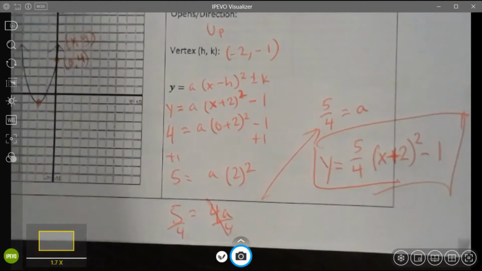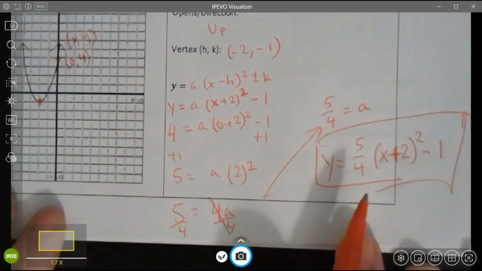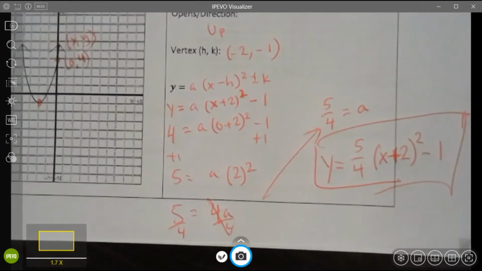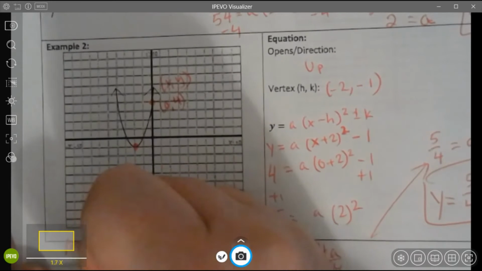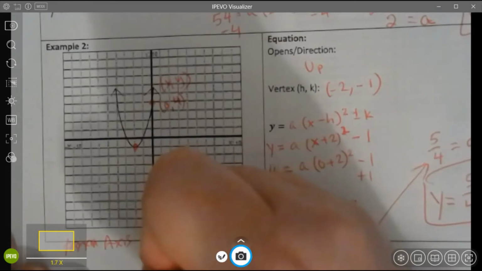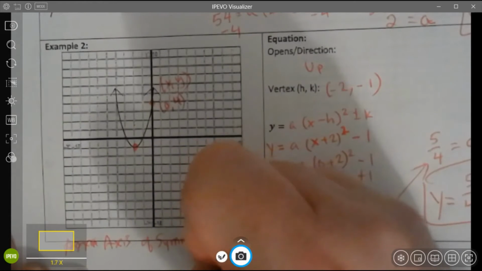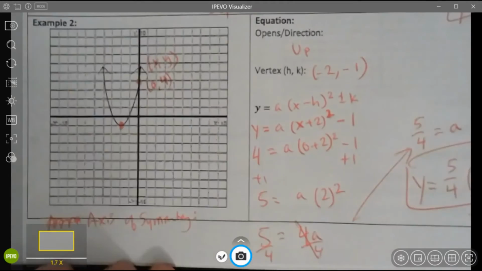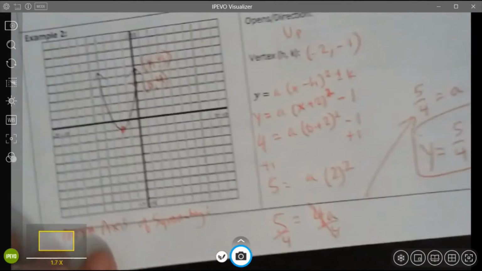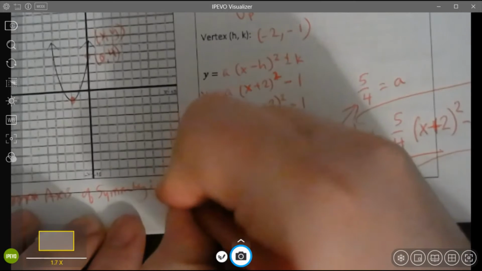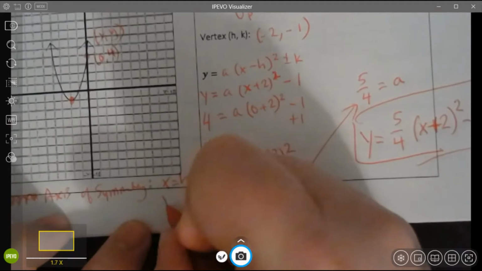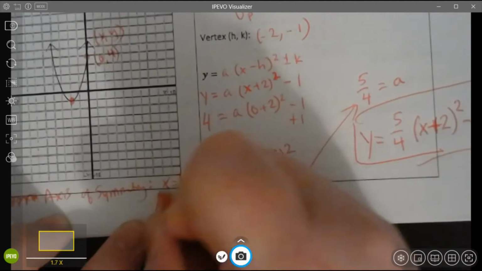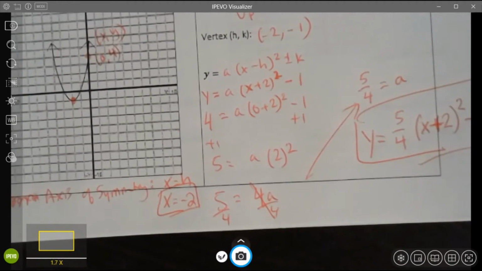Let's talk about a couple other things from this graph. So this is the equation, but they didn't ask for it. But let's write what the axis of symmetry is. So the axis of symmetry, if you go back up to your vocab, is given by x equals h. So what's the h value? Well, h is -2. The axis of symmetry is x equals -2.